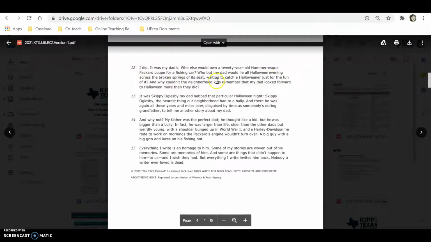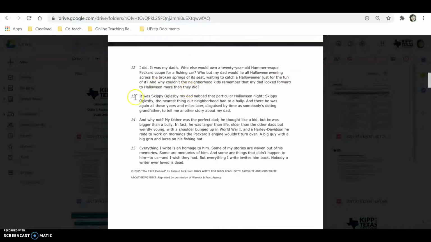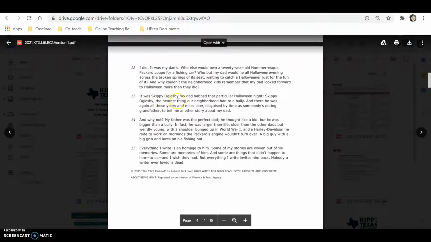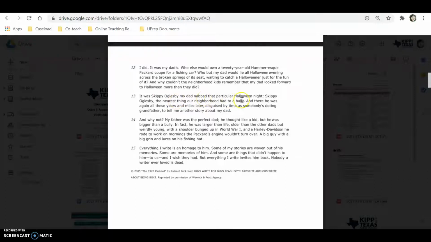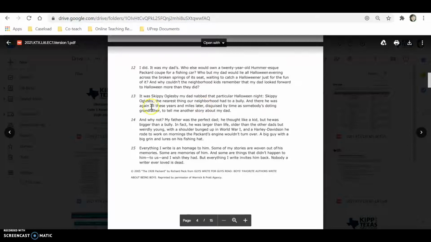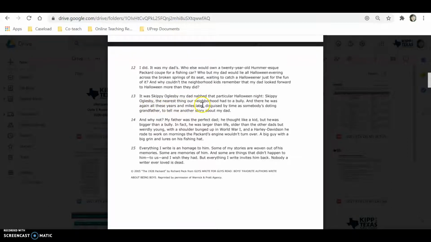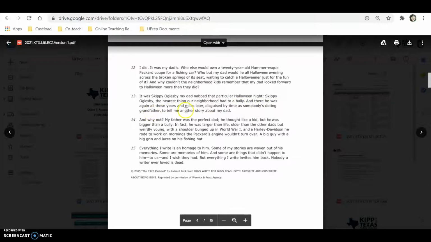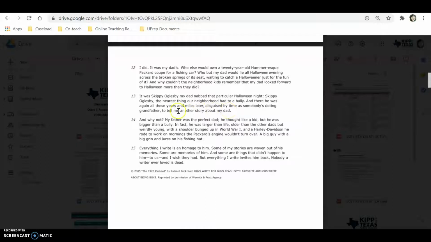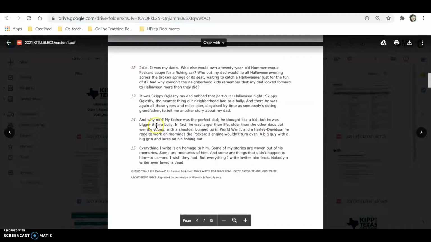And why couldn't the neighborhood kids remember that my dad looked forward to Halloween more than they did? It was Skippy Oglesby my dad nabbed that particular Halloween night. Skippy Oglesby, the nearest thing our neighborhood had to a bully. And there he was again, all those years and miles later, disguised by time as somebody's doting grandfather, to tell me another story about my dad. And why not? My father was the perfect dad. He thought like a kid, but he was bigger than a bully.